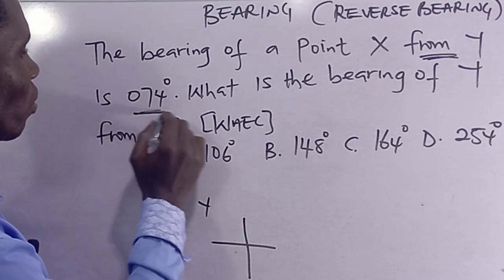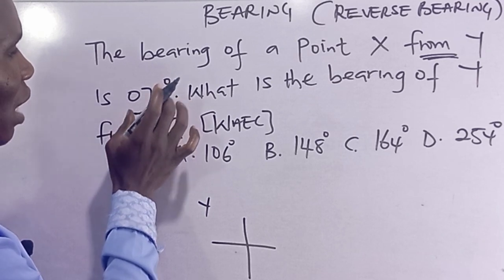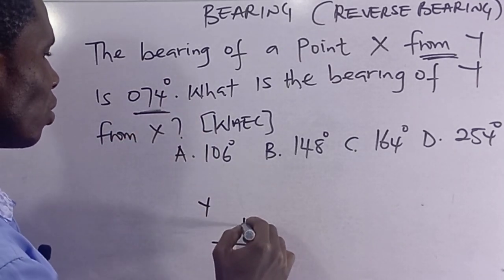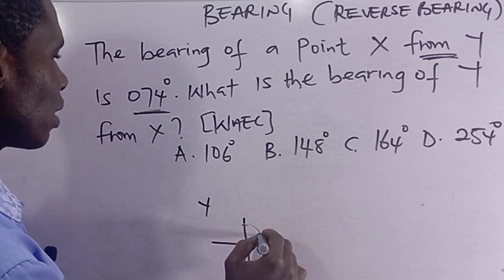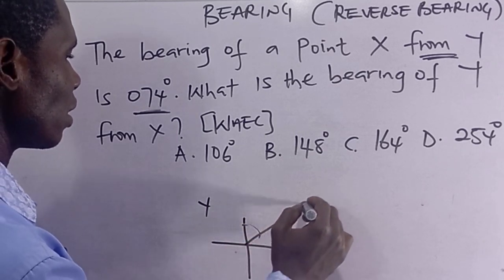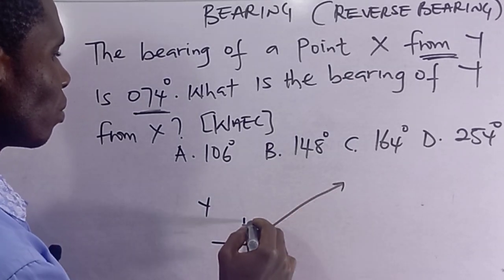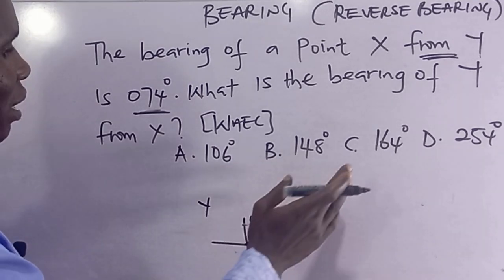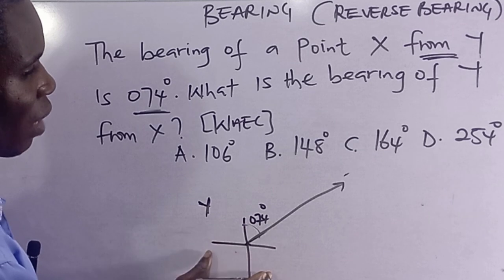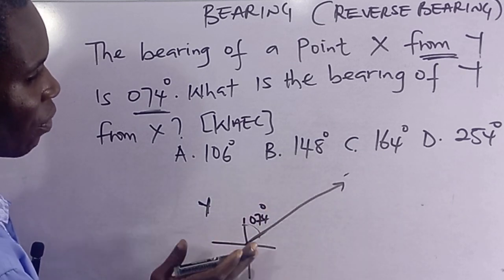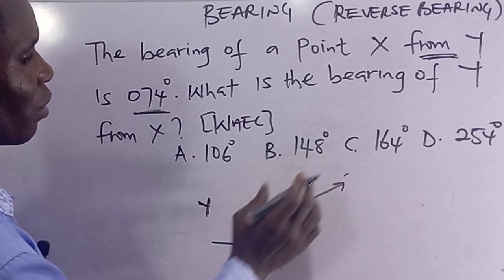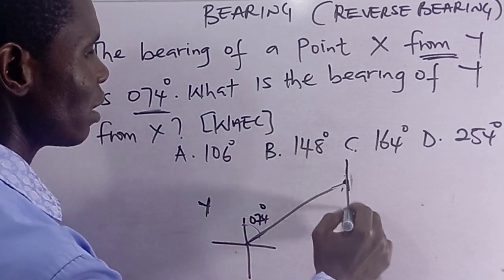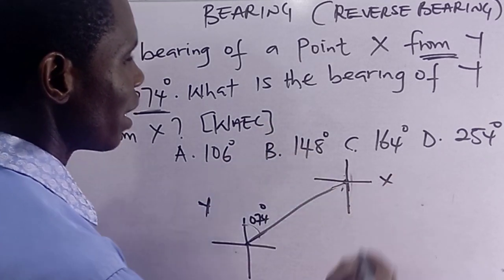So this angle gives us the direction. Let's check the direction out. 074 degrees measured from the north in a clockwise direction. So this is the direction of X from Y. So going to X from Y, you have to take this direction based on the given bearing. Let's say this is point X.